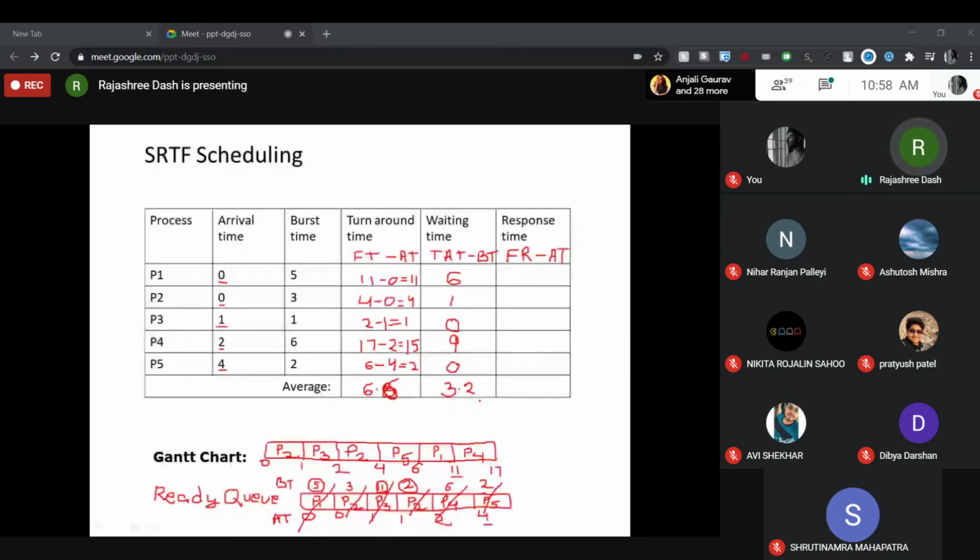Now let's find out the response time. For P1, what will be the response time? Ma'am, 6. So it is 6 minus 0. That is 6.